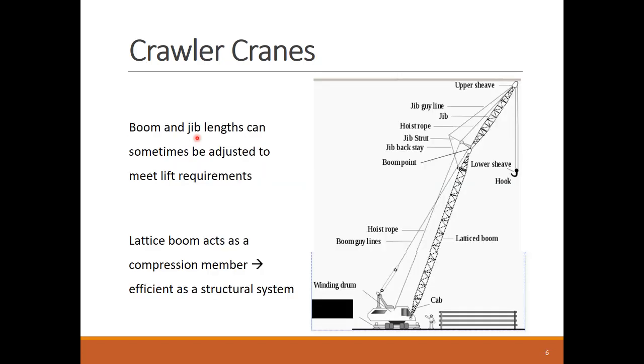The arm of the crane is made of a boom and possibly a jib to provide additional radius for loading. The boom and jib act in compression to lift the load with the help of strong hoist cables or lines.